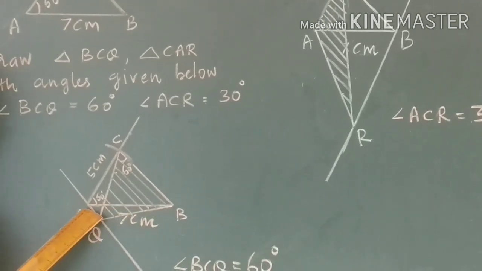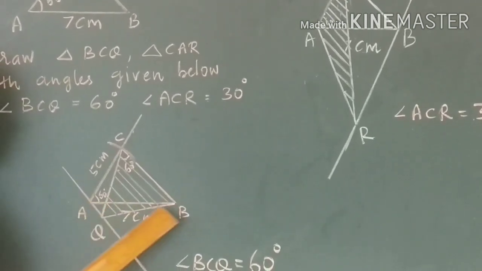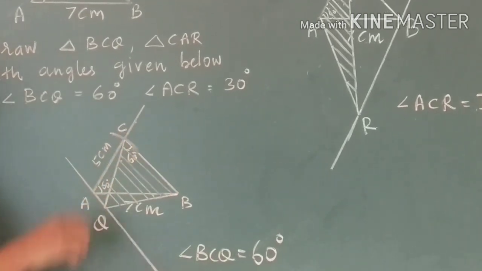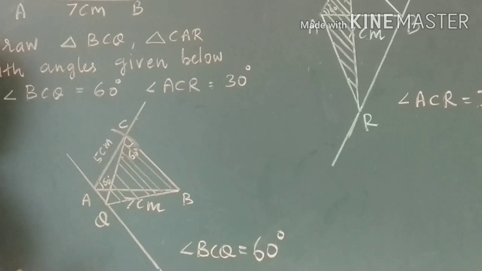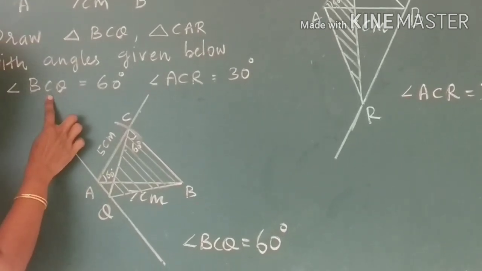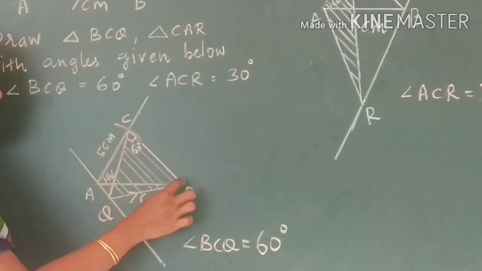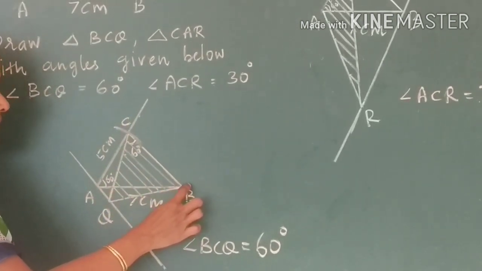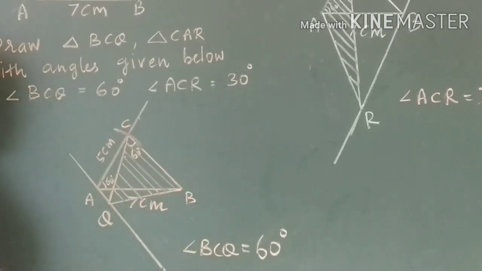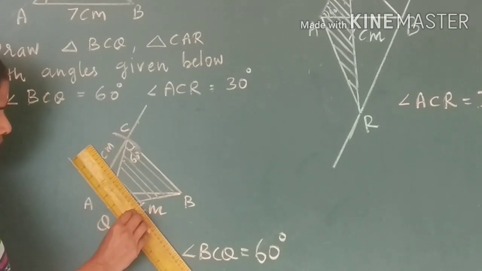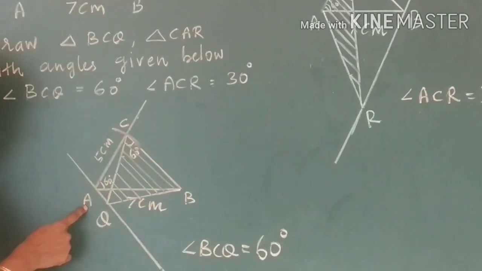Okay. First of all, I have drawn triangle ABC with given measurement. That is 7, 5 and 60 degree. Now, I want to take BC as the base. So, take BC as the base and draw a line parallel to BC through A. So, parallel to BC, I have drawn a line through A.